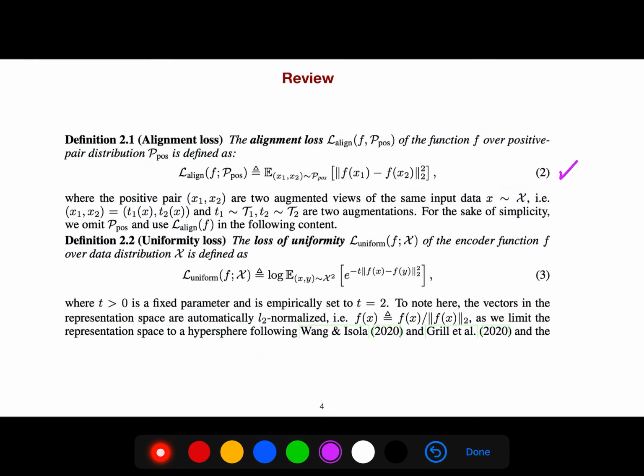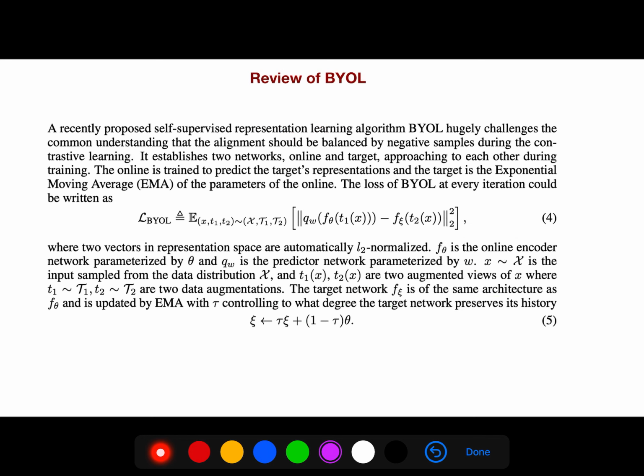So you're familiar with alignment loss from previous lectures and also uniformity loss. We use these two measures in order to see if a contrastive model is working properly or if it is collapsing to a single point or even a dimensional collapse, where it collapses to a subspace.